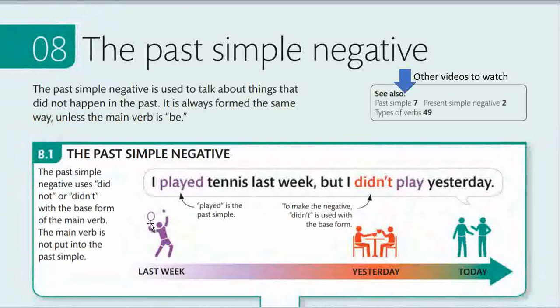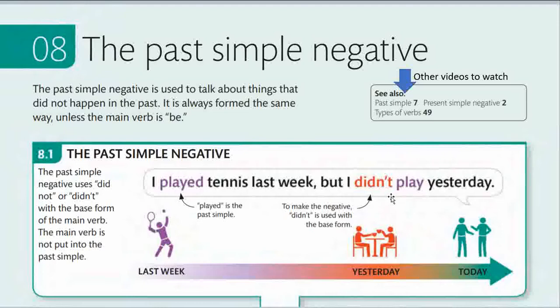Let us look at it. I played tennis last week. Now this is simple past, when it is in the positive connotation. I played, the played is in the simple past. But I didn't play yesterday. Now the didn't is negative connotation. To make the negative, didn't or did not is used with the base form. And then you can see the word play. Ed is not there anymore. But I didn't play yesterday.